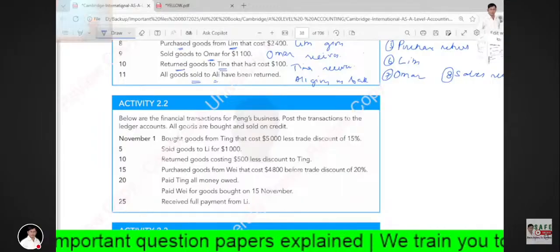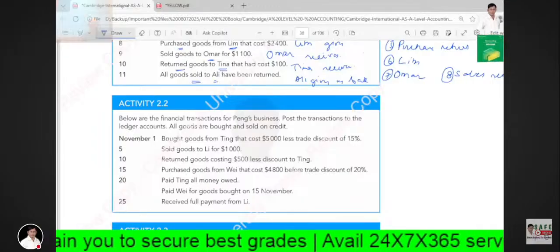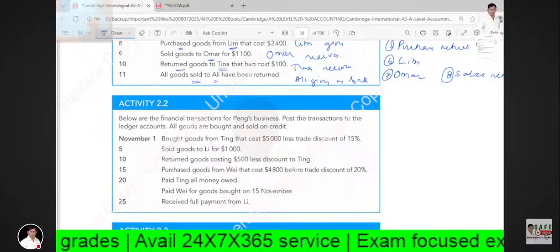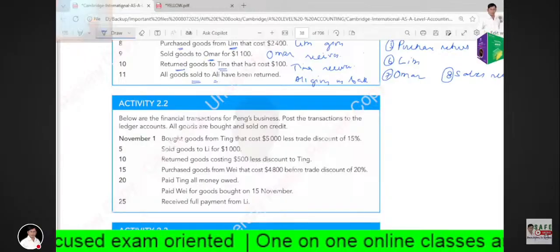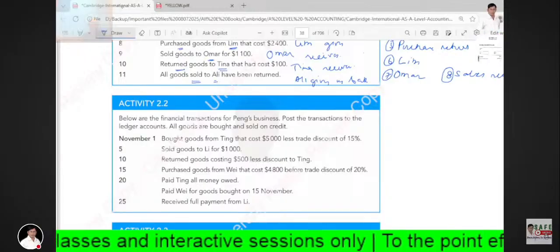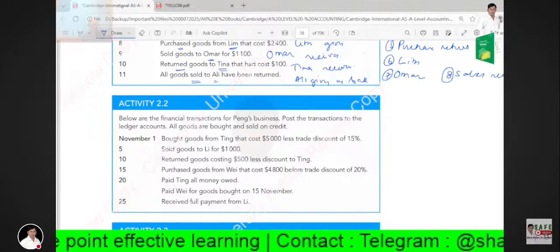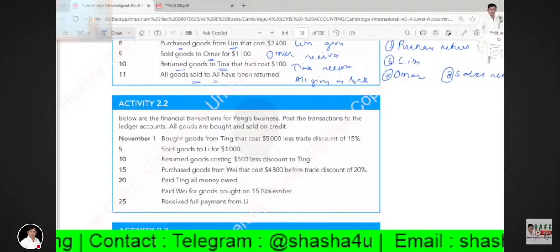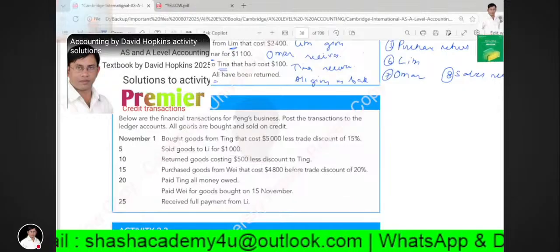Bought goods from Ting that cost 5,000 less trade discount of 15%. Sold goods to Lee for 1,000. Return goods costing 500 less discount to Ting. Purchase from V that cost 4,800 before trade discount of 20%. Paid Ting all money owed. Paid V for goods bought on 15 November. Received full payment from V.